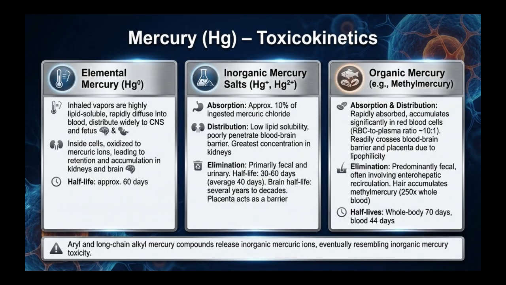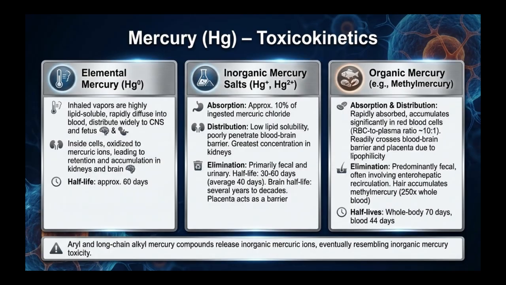Inorganic mercury salts, such as mercurochloride, are less readily absorbed, with roughly 10% of ingested amounts being absorbed. Absorption increases if the gastrointestinal mucosa is damaged. Monovalent mercurous salts tend to be less soluble, and absorption through the skin depends on the vehicle of exposure. Mercuric ions have low lipid solubility, making it difficult for them to cross the blood-brain barrier. However, with chronic exposure and slow elimination, these ions can accumulate in the central nervous system. The highest concentrations of mercuric ions are found in the kidneys.